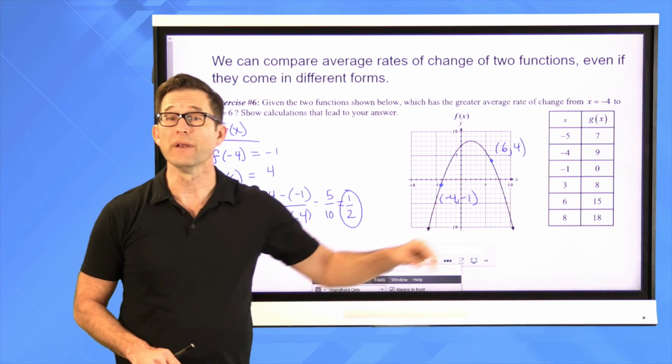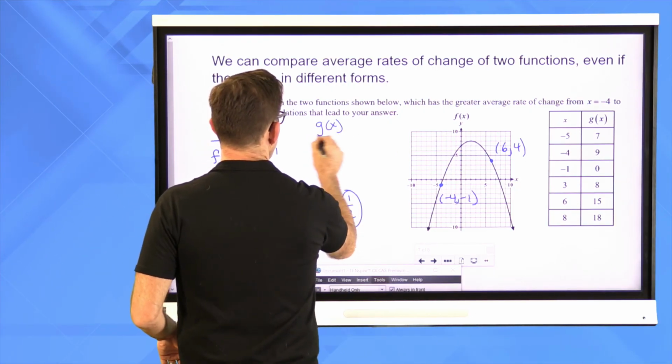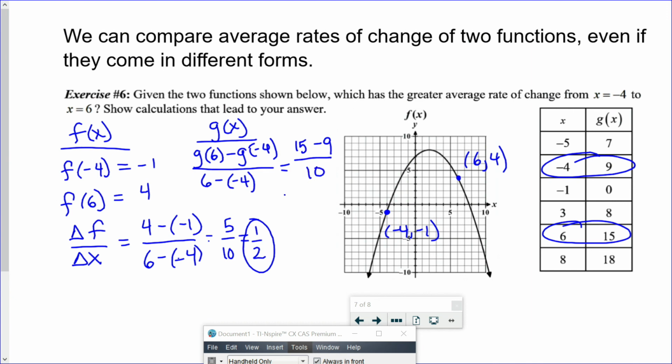Now g of x is going to be a little bit easier because it's just right in the table, right? Not a lot I have to do there. For g of x, here's g of -4, and here's g of 6. So now I'm going to go almost directly to that calculation. g of 6 minus g of -4 all over 6 minus -4. Well, that's going to be 15 minus 9 all over 10. And that's going to be 6 over 10, and that's 3/5. Right? For every 5 units that x increased, y increased by 3 units.